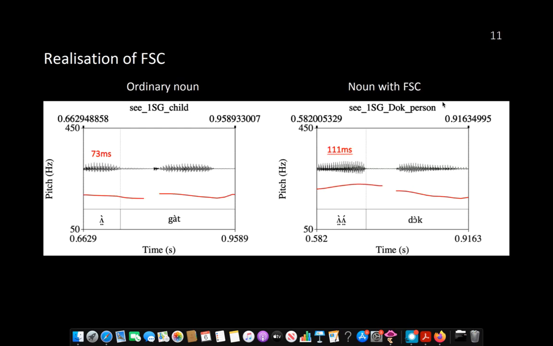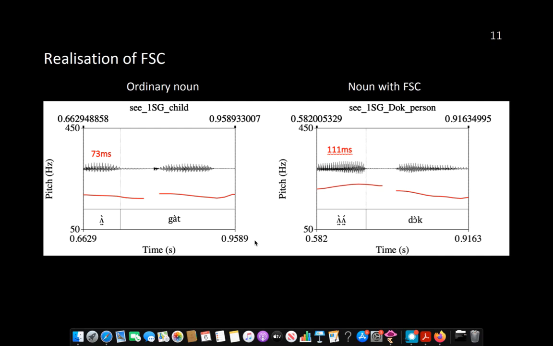And here's the phonetic representation of the data. Again, there is a difference in the duration, and there is a difference in the tonal pattern before the ordinary noun and before the noun with FSC. All the examples that we have looked at so far have low tone preceding context.